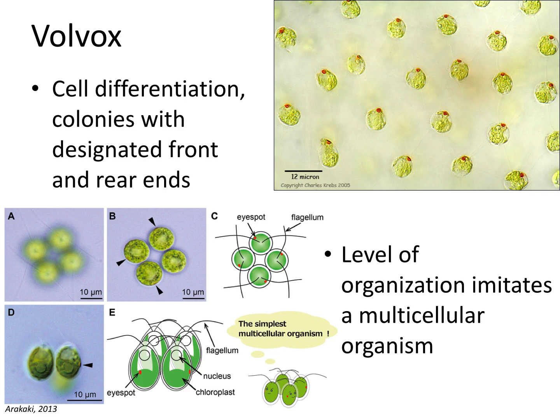In this microscope image of Volvox colonies, the eye spots are particularly prominent and visible on the top right. This type of cell differentiation distinguishes Volvox as its level of organization imitates a multicellular organism. Moreover, a single Volvox cell cannot live alone without being part of a colony.